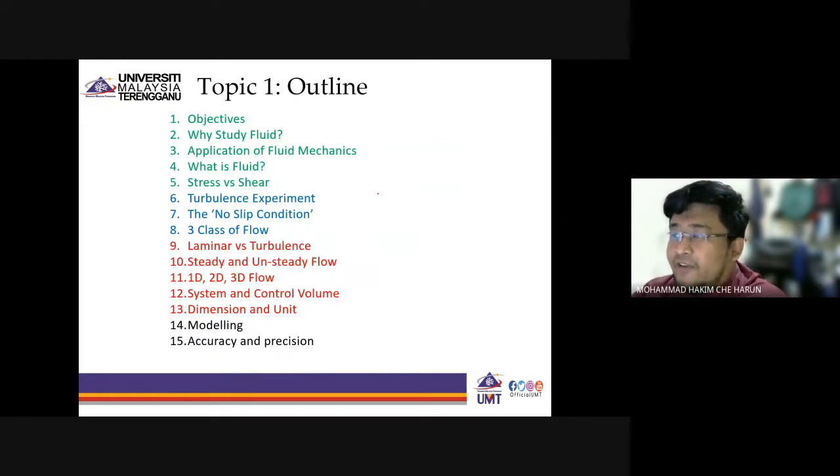Okay, so this is the outline of topic one. We're going to study about 15 things, but 15 sounds like a lot, so I put the things you need to focus on in red. I chose these because they represent the fluid mechanics concepts and basic background information. But I'm not saying the other outlines, 1, 2, 3, 4, 5 here, are not important. They are important; however, we would like to give more stress and emphasis to the red color over here.